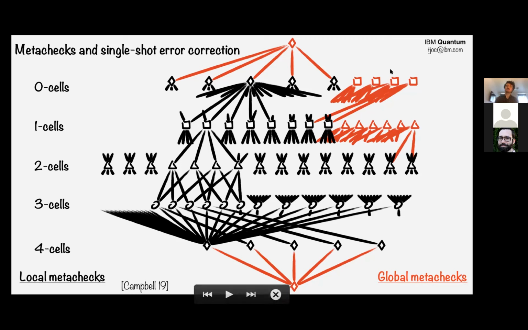And you also have some global redundancies that are given by global properties of the lattice that are much fewer, but are important for counting degeneracies in the code, that we refer to as global meta checks. And so this is important for consideration of decoding.